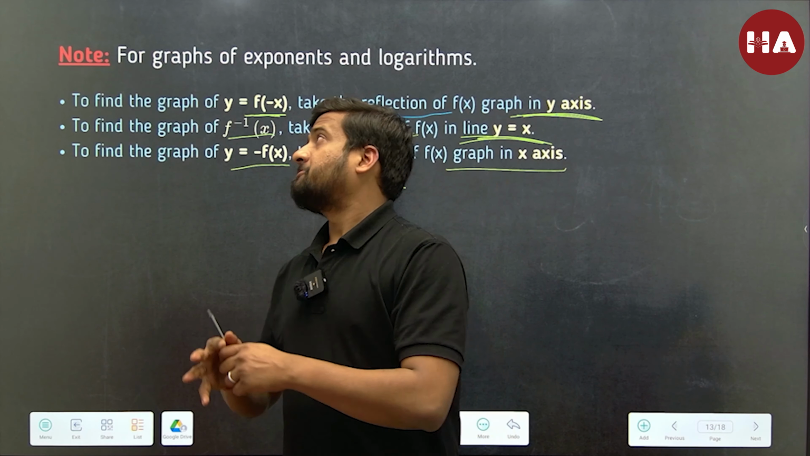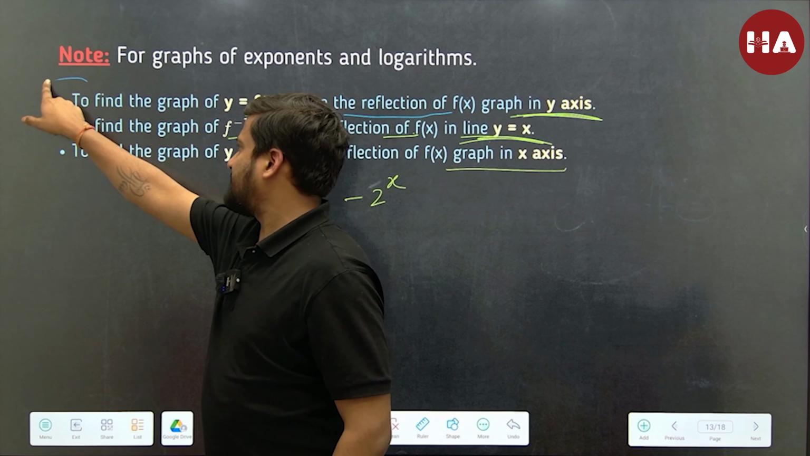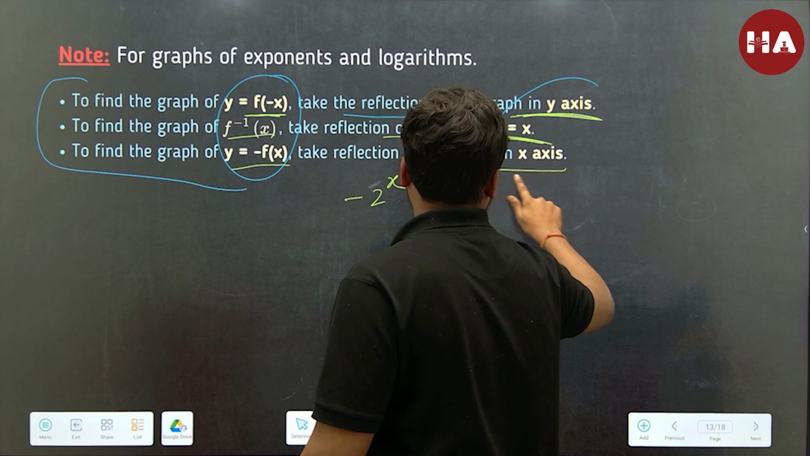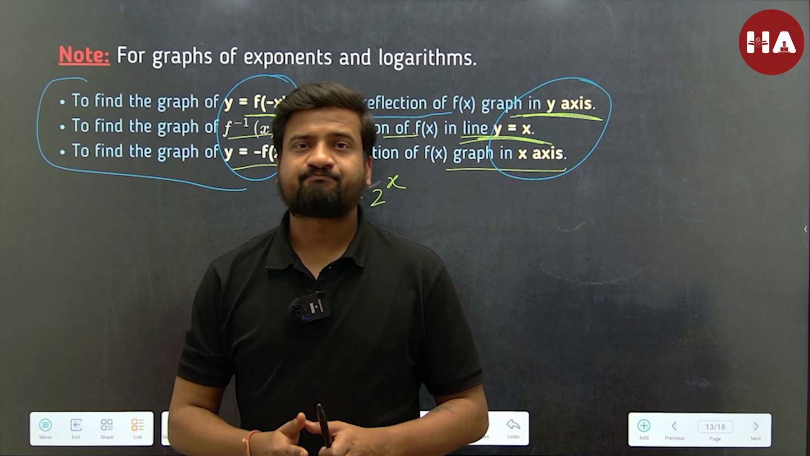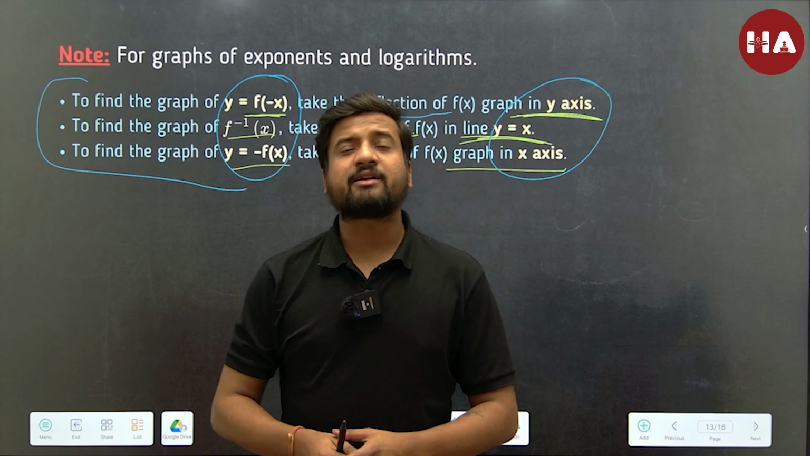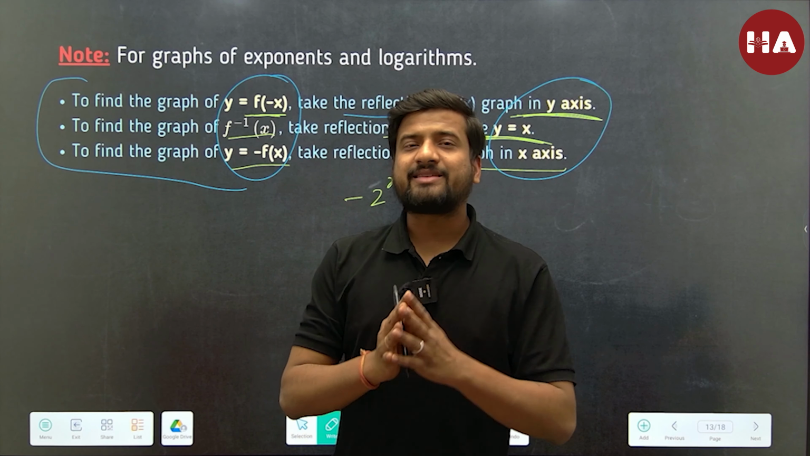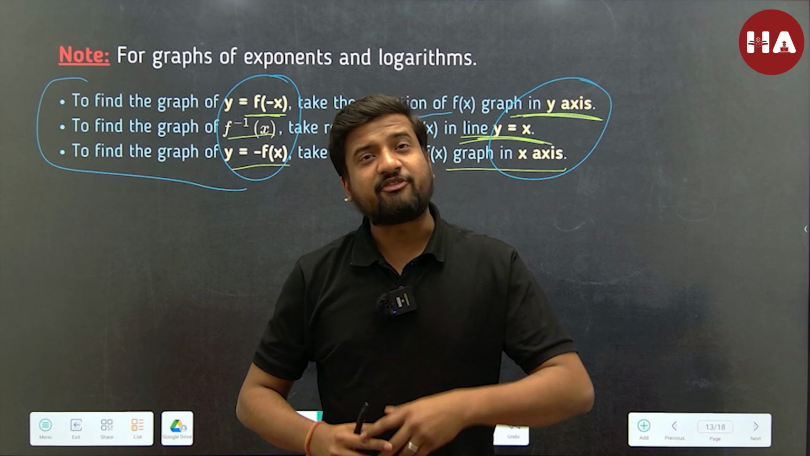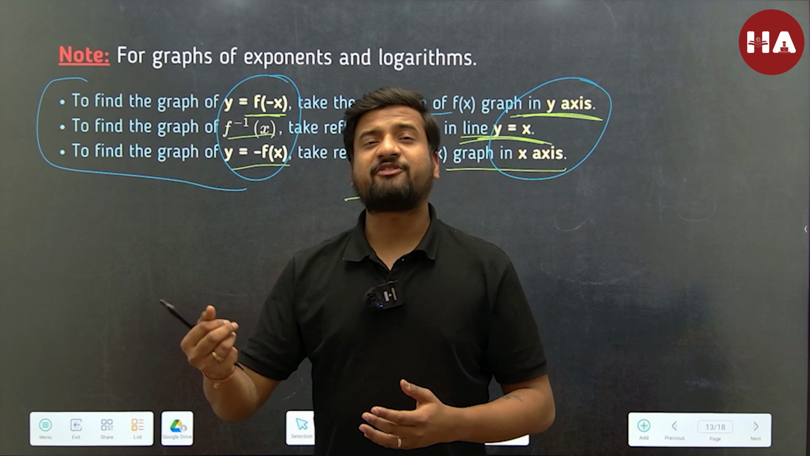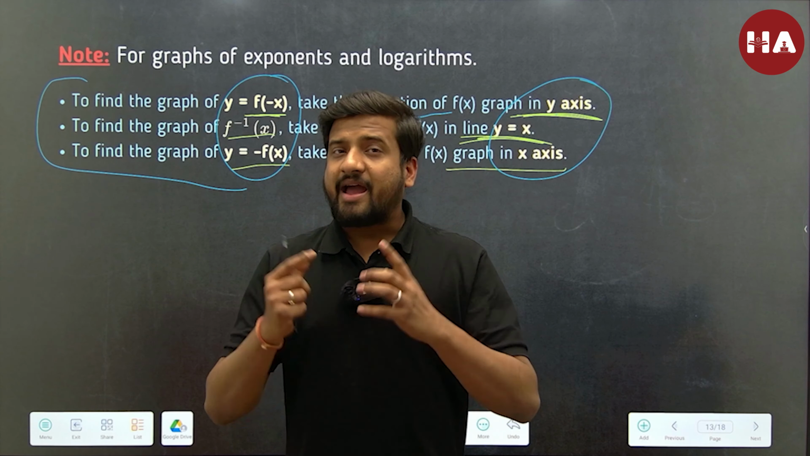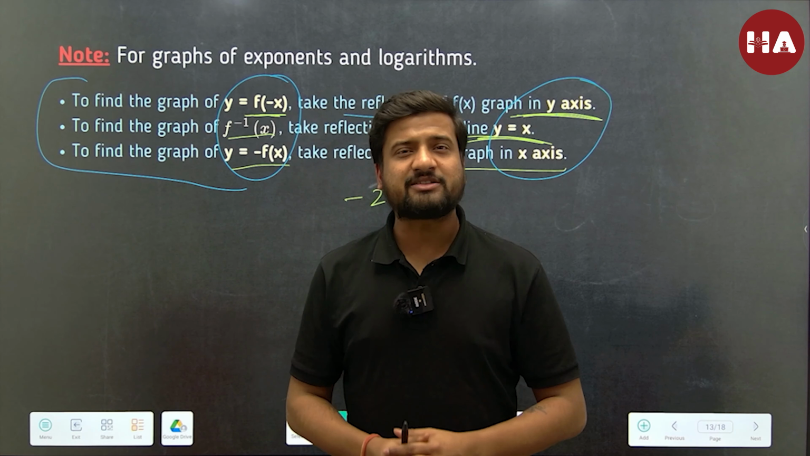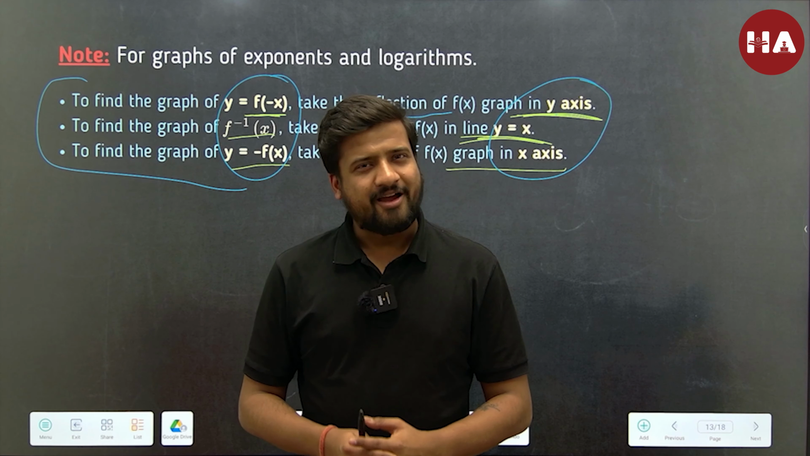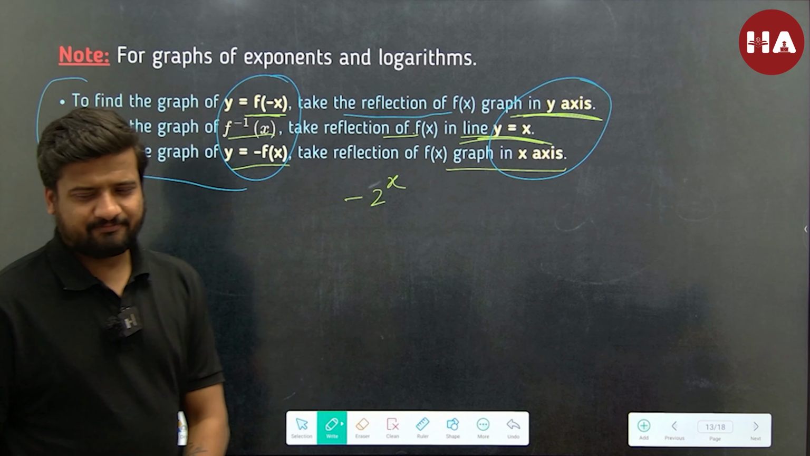Please make sure you remember these 3 points very carefully. If you have to find the graph of f of minus x, take the reflection in the y-axis. If you have to find the graph of minus f of x, take the reflection in the x-axis. And if you have to find the graph of f inverse x, take the reflection in y equals x. Alright, please note it down.